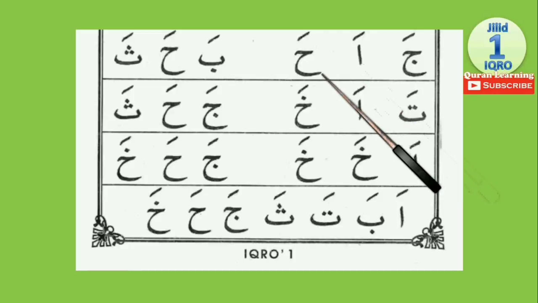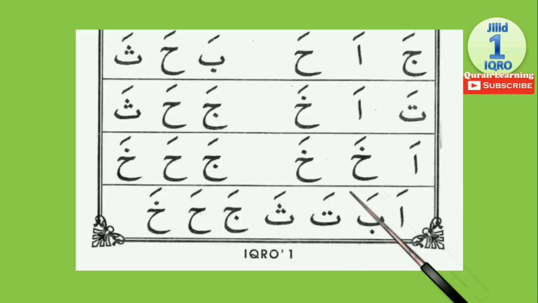Ja, a, ha. Ba, ha, sa. Together. Ja, a, ha. Ba, ha, sa. Ta, a, kho. Ja, ha, sa. Ta, a, kho. Ja, ha, sa.